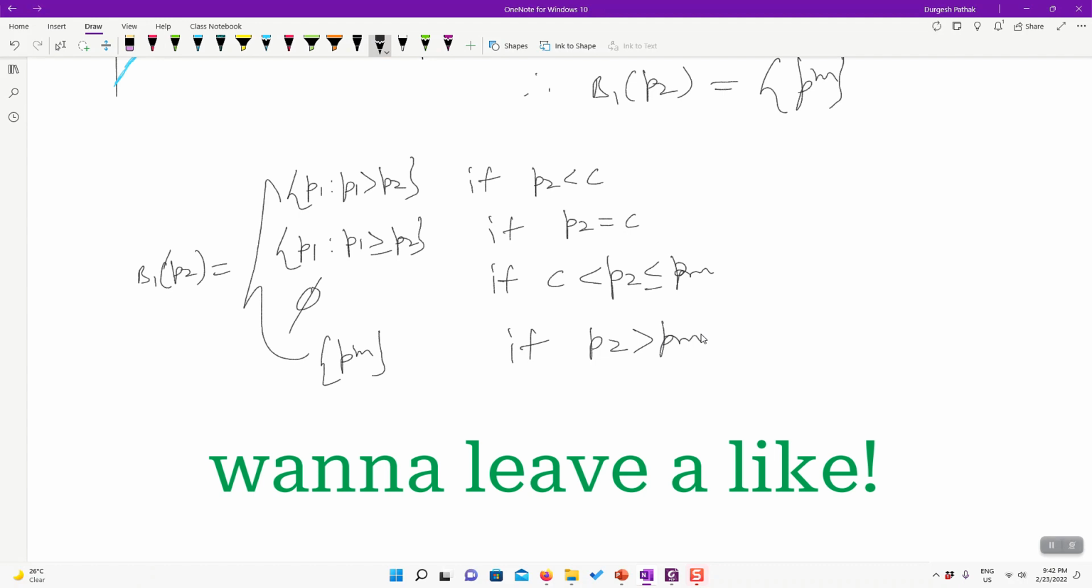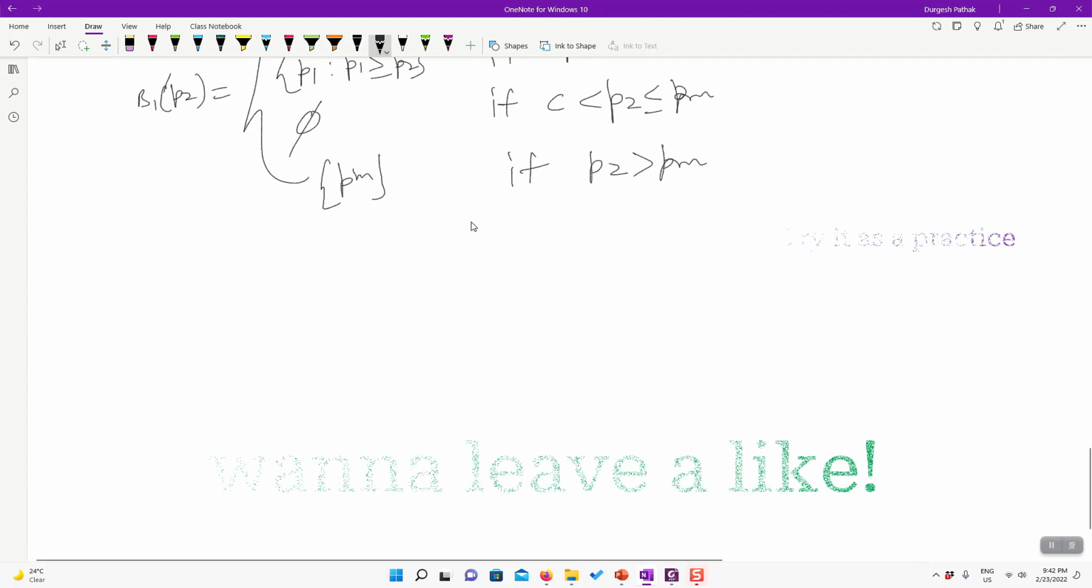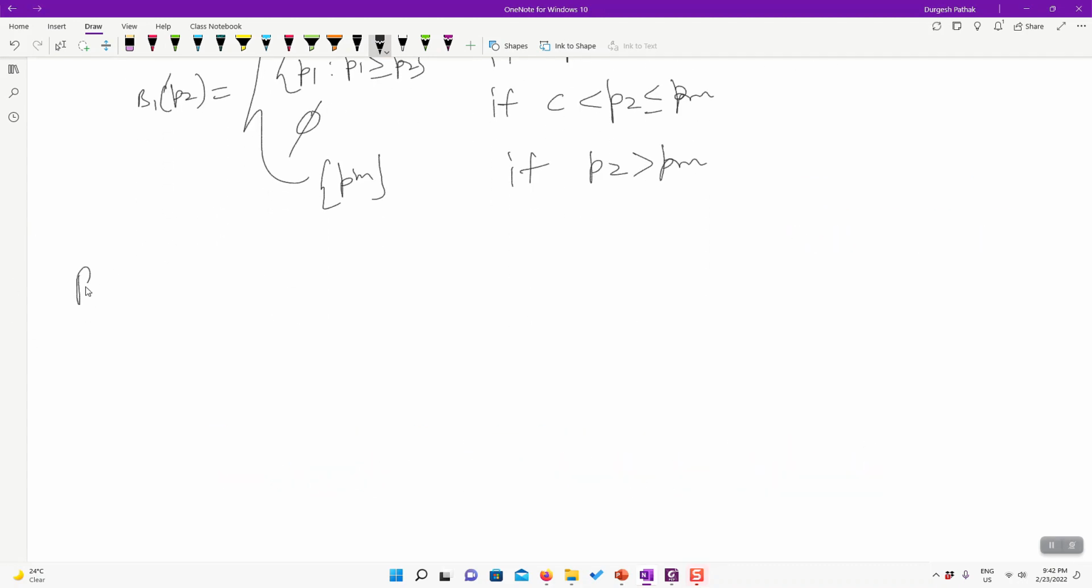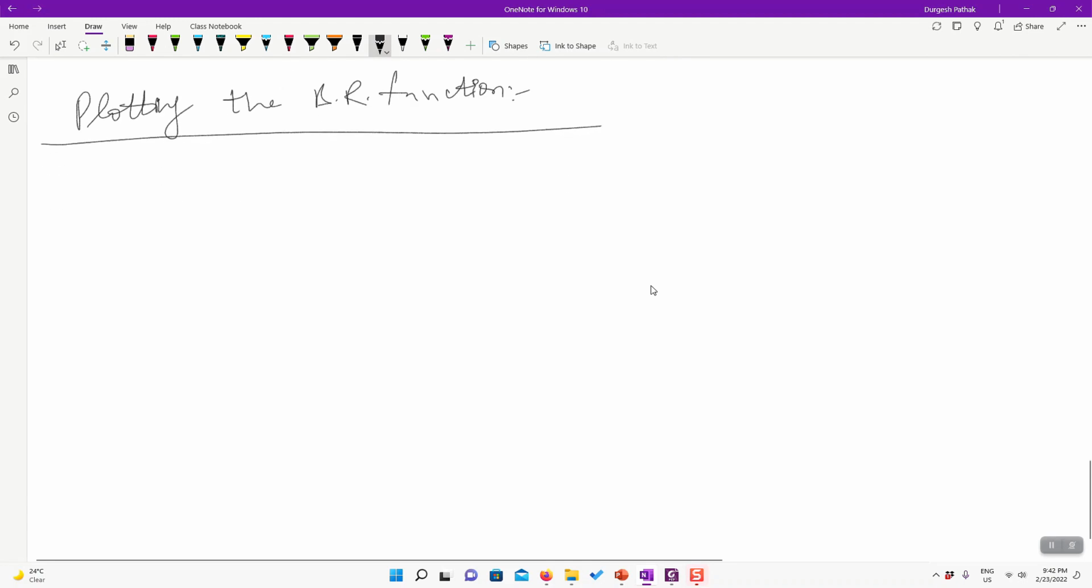You can also write the best response function for firm 2. You just need to change places of P1 and P2. Everything else will remain the same. I am leaving that as an exercise for you. Now let's plot these best response functions and see if we are getting any common intersection area that gives me the Nash equilibrium. So plotting the best response function, this is the part that we need to do now.